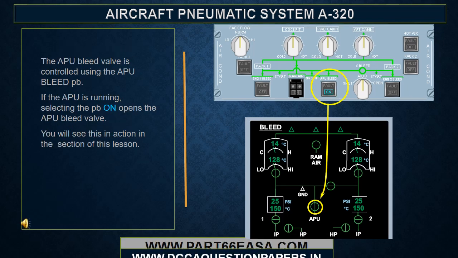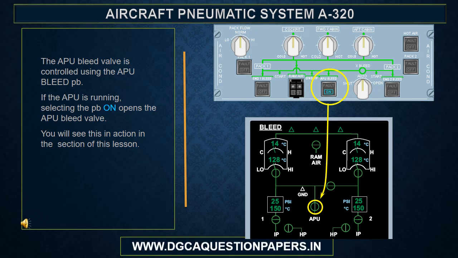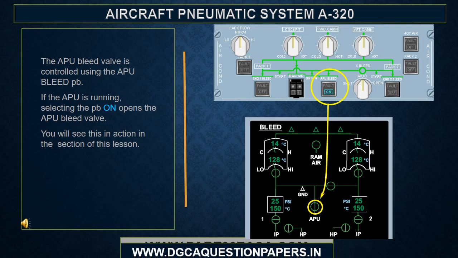The APU bleed valve is controlled using the APU bleed push button. If the APU is running, selecting the push button on opens the APU bleed valve. You will see this in action in the normal operation section of this lesson.